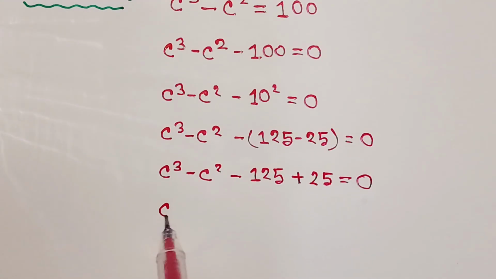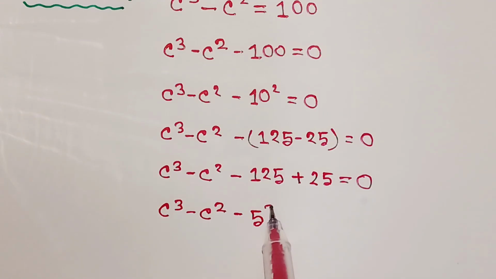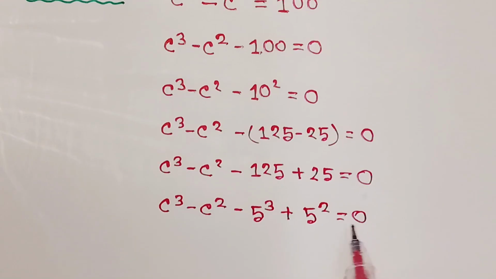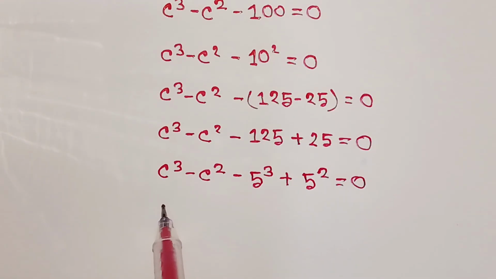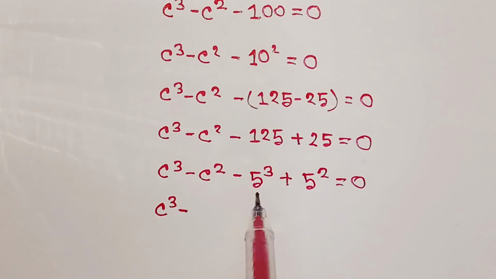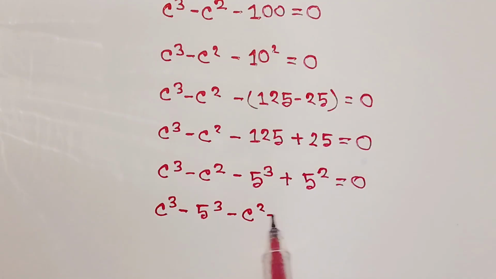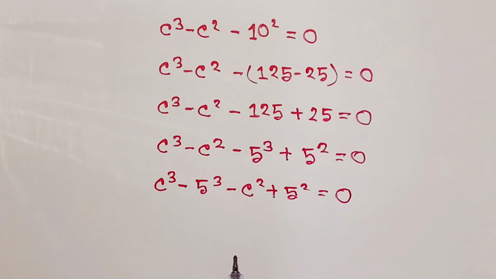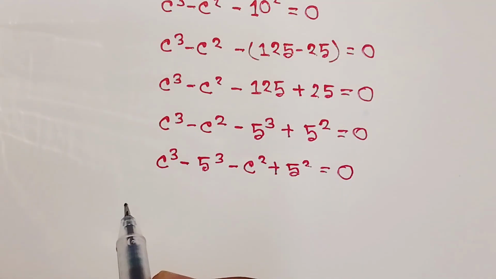After that we can write c cube minus c square, and this 125 is equal to 5 to the power cube, and plus 25 equal 5 square, equal 0. After that we can write c cube minus 5 cube minus c square plus 5 square equal 0. After this equation we have to use two exponential formulas.